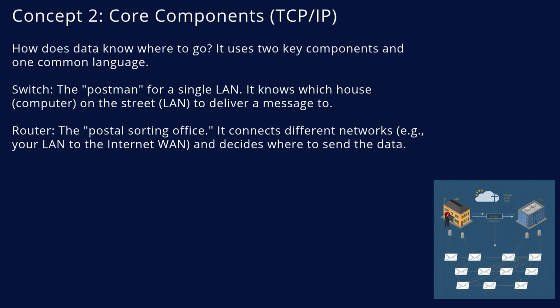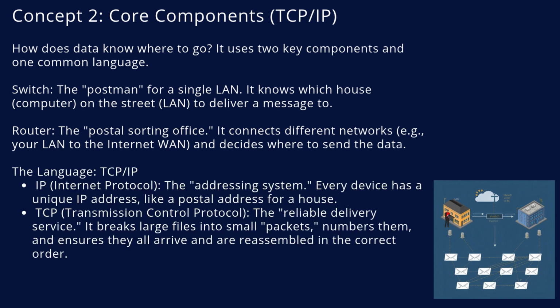Next, you have a router. A router is a more powerful device. It's like the main postal sorting office. Its job is to connect different networks together. It's the gateway that sits between your office LAN and the internet WAN. It makes the decision: does this piece of mail stay in the local town, or do I need to send it to another city? And what language does this mail use?